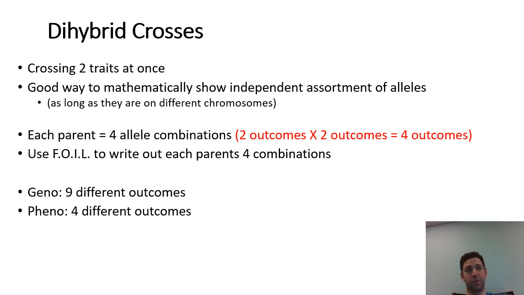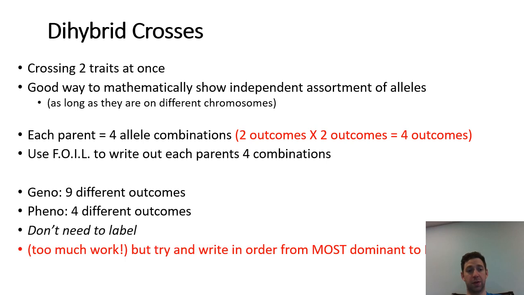Phenotype outcomes are pretty straightforward because you only have dominant and recessive. Dominant dominant, dominant recessive, recessive dominant, recessive recessive. You do not need to label these. Just try to write them in order from most to least dominant. And if you have the ratios correct, I'll assume that you did the Punnett square right, because the odds of you doing something wrong but still getting the right ratio are pretty slim. And again, the labeling of 9 genotype ratios is pretty intense, so we don't need to do that.